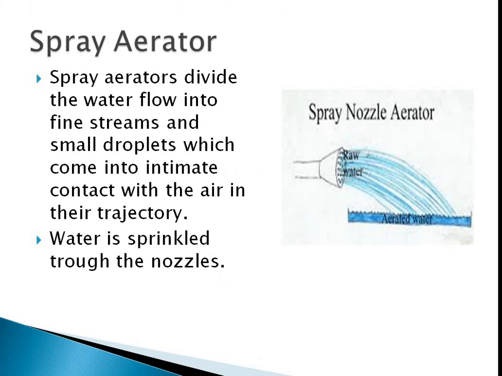Okay. Now the spray aerator. This is the type of non-gravity aerator. We have seen the types of gravity aerator up till now. That is the 4 types of aerator: the cascade aerator, inclined apron aerator, slat tray aerator, and gravel bed aerator. Now we will see the non-gravity aerator, that is the spray aerator.